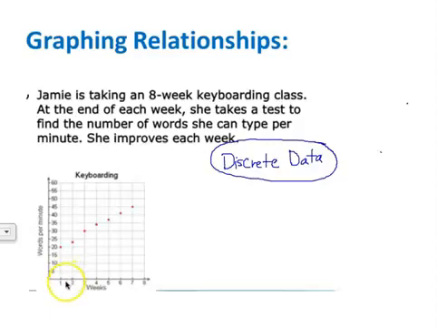So we don't have data for 1.5 weeks. We don't have data for 2.5 weeks. We only have data for each day, really. Even if we did have data for each day, that would still be discrete. Anytime you're plotting points as data, it's discrete data. And you're going to see some more examples of that this week as you go through your Schoology lessons.